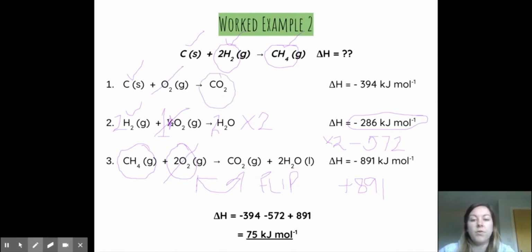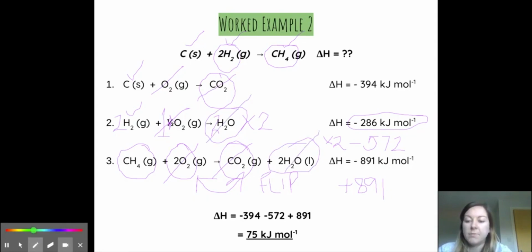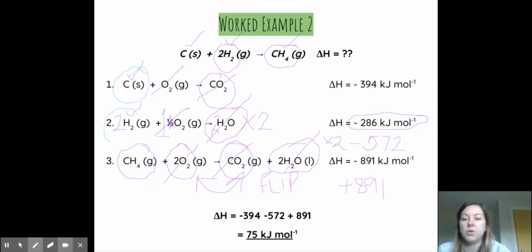If we've got one on the right, we should have one on the left. We do. It's here because we flipped this, so we can cancel those out. And again, we have 2 water molecules here, which appear here, but remember that's flipped, so those are on the left. So our water molecules cancel out as well. And you can see how this becomes messy very quickly. But that leaves us with carbon, which is in our target equation, 2H2, which is in our target equation, and CH4 on the right hand side, which is part of our target equation.